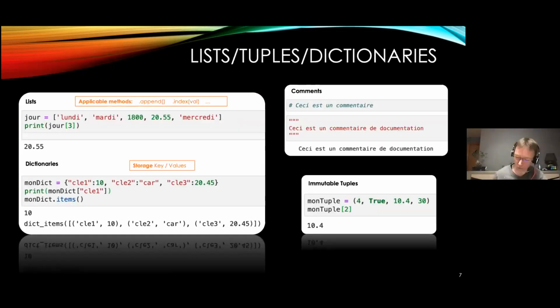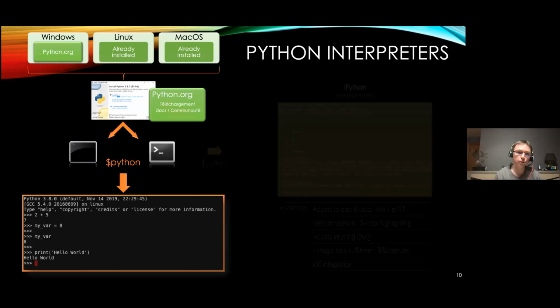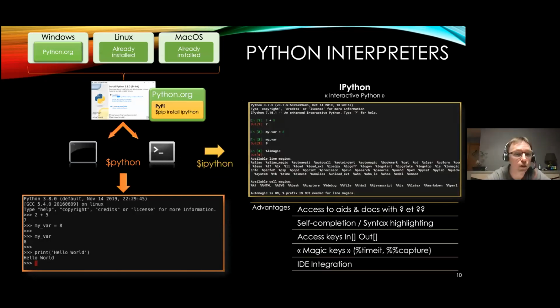We have also seen together how to get documentation about a module and how to install it with the PyPI documentation or website. And we have also seen how to start with Python installation on Windows or Unix, and the Python interpreters, basic interpreters or interactive Python interpreters, the IPython, which is quite beautiful and easy to play with.